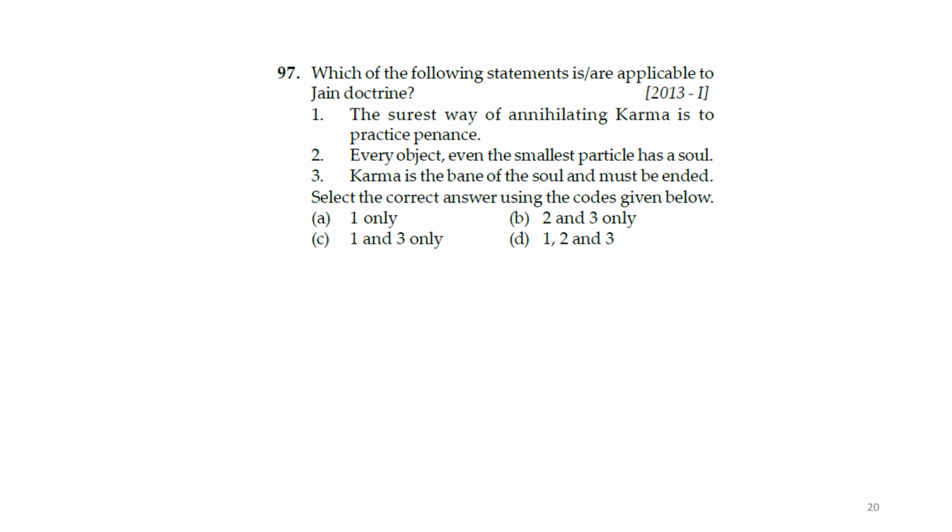Next question, which of the following statements are applicable to Jain doctrine? The surest way of annihilation of karma is to practice penance. Every object, even the smallest particle, has a soul. Karma is the bane of the soul and must be ended.